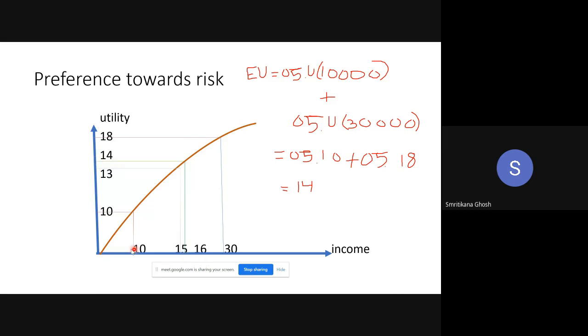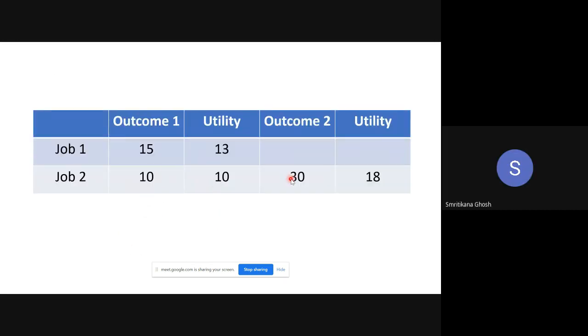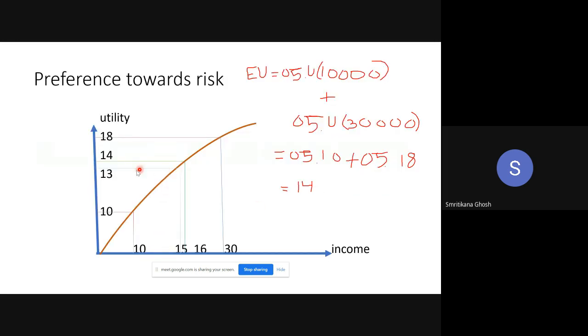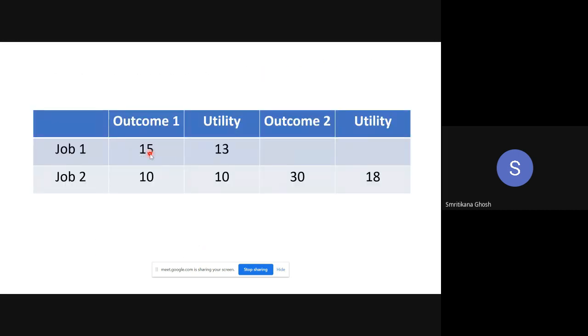And the average of 10 and 30 is 15. For job 2, 10 and 30 are the range, 10,000 or 30,000. So the average of 10,000 and 30,000 is 15. And if it is 15, then your utility is 13. So in terms of income also, you are going for job 2. For 13 and 14, 14 is greater than 13, so you are going for job 2. Done. But to get 14 level of utility, your certain income should be 16,000. But job 1 is giving you 15,000. In that respect also, you will prefer job 2.